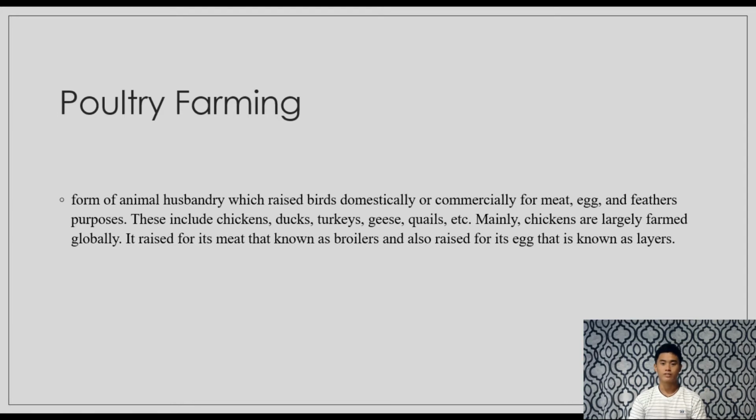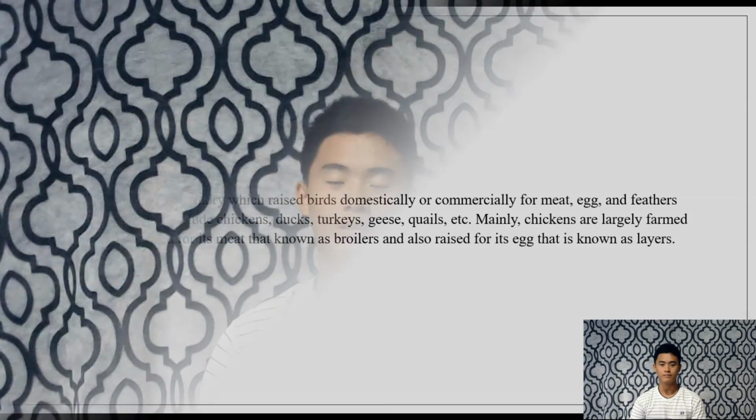It is raised for its meat, known as broilers, and also raised for its eggs, known as layers. In this topic, we will focus on backyard raising of chickens that might help us have a small venture during this pandemic. We will start with the broiler type of chicken. There are two types of growing system, the cage system and the conventional or traditional type growing system.